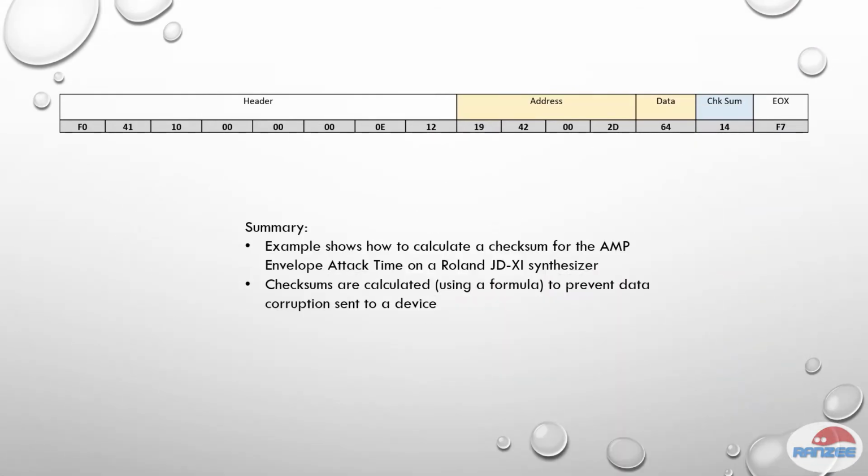In summary, we showed examples of how to calculate the checksum for the amp envelope attack time on a Roland JD-XI synthesizer. Just remember the checksums are calculated using a formula to prevent data corruption sent to a device. So they are important. And just remember too that you can find this information, as always, usually written quite well in the Roland MIDI implementation manual. Most of the synthesizers that have MIDI implementation will have a manual like this, and hopefully I've demystified how to read these manuals.